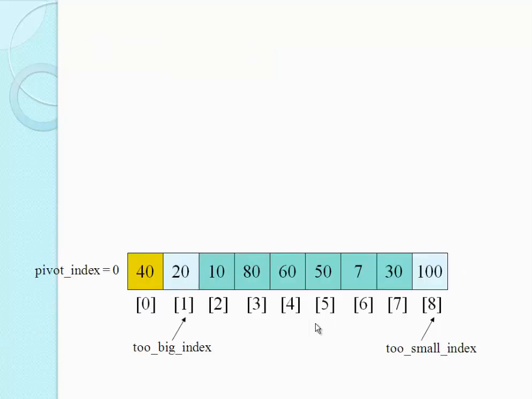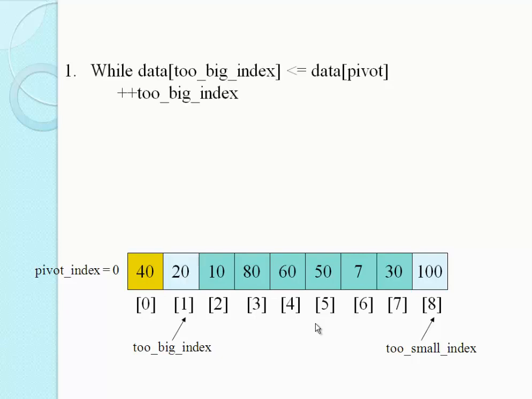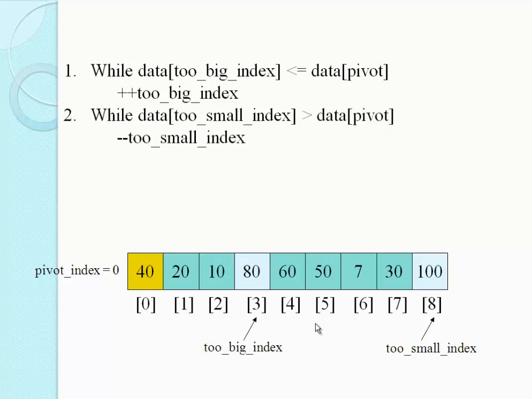So now the too big index is 1 and the too small index is 8. Step 1: while data of too big index is less than or equal to data of pivot, increment the too big index. So the too big index is incremented and then again it is incremented, but 80 is greater than 40, so the loop will terminate. Now second step: while data of too small index is greater than data of pivot, decrement the too small index.